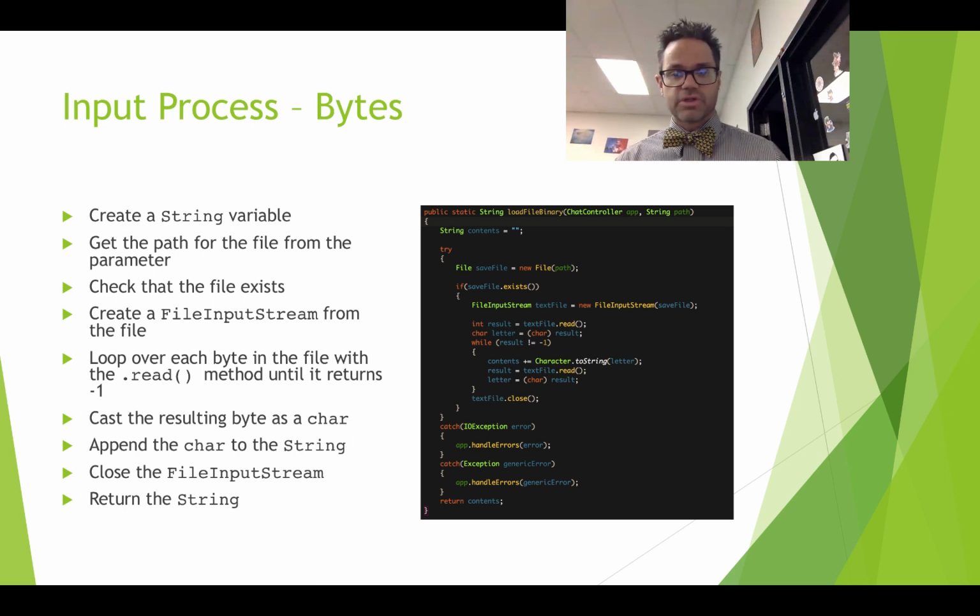Then I say int result equals text file.read. So even though the file input stream does read bytes in, it returns them as an int. It gives you the int value of that byte. Because a byte is basically, well, it's an int. Yeah, because it's a number, right? Bits are ones and zeros. Put them together and return that value. Oh, yeah, it's a number.